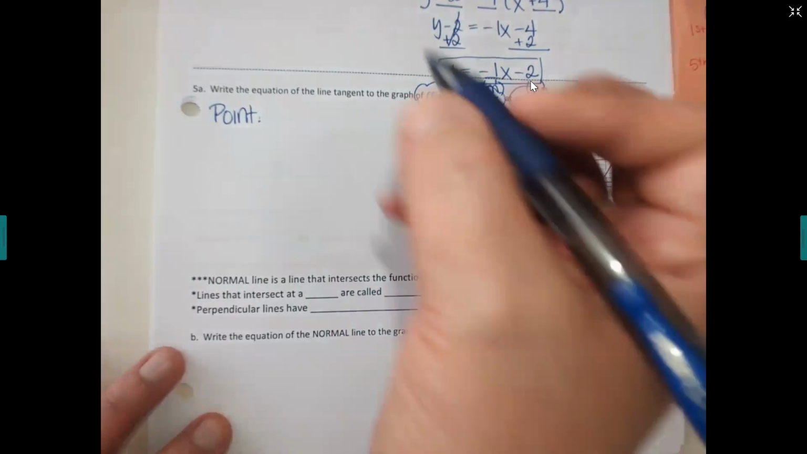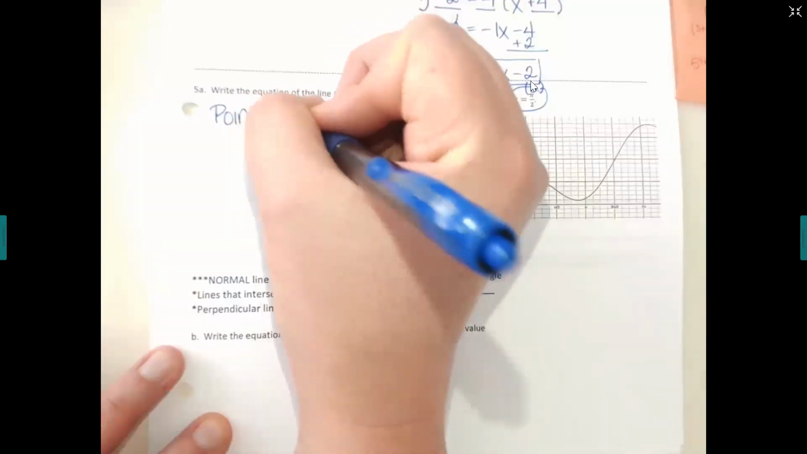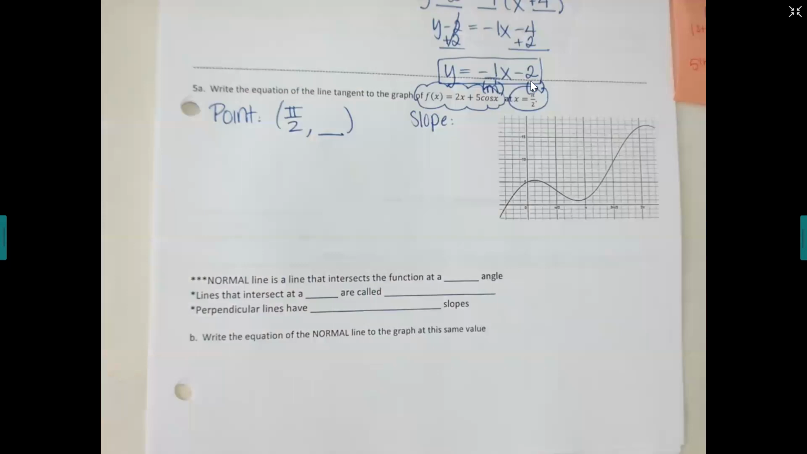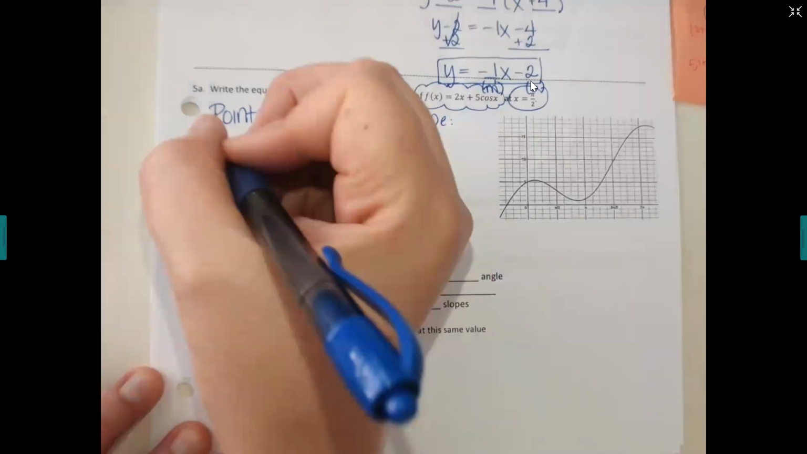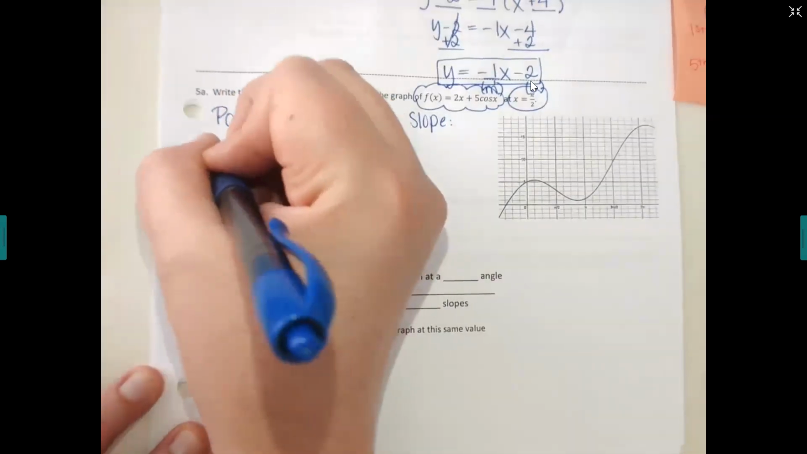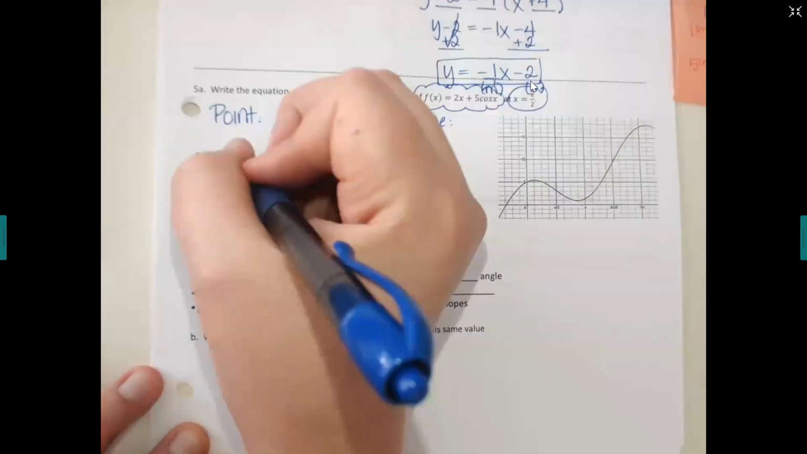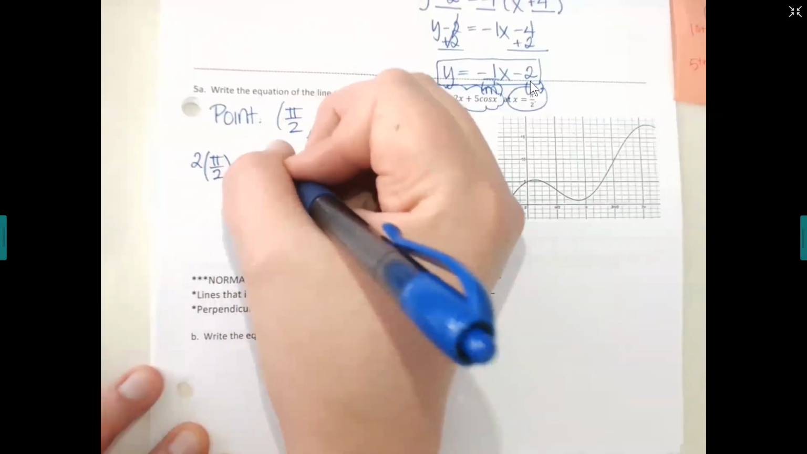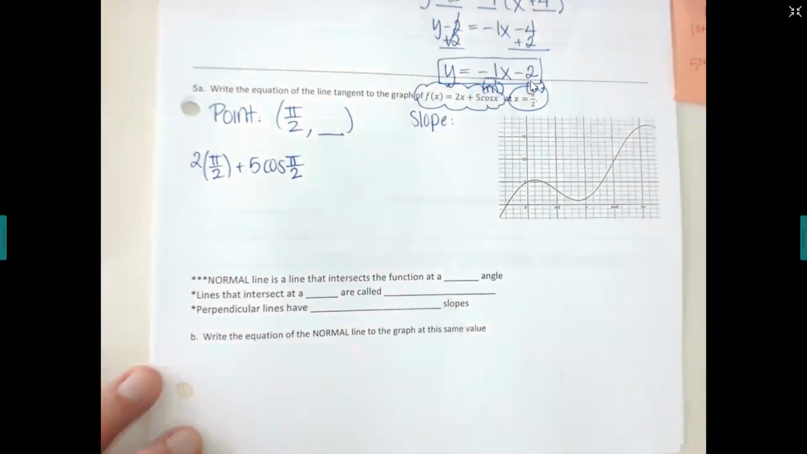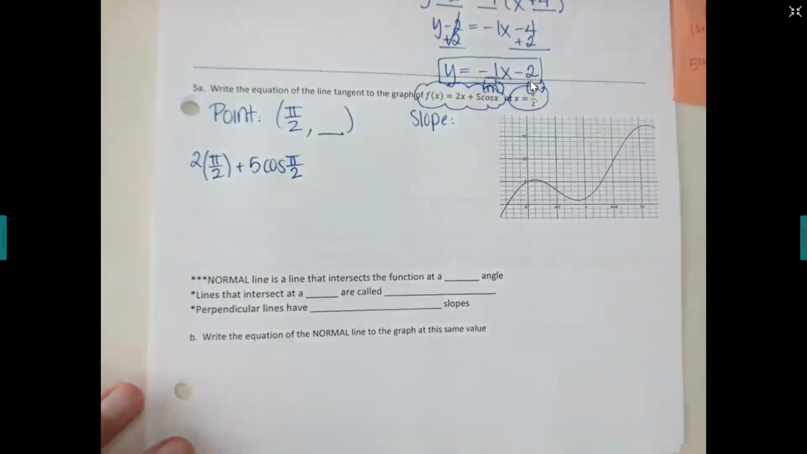And I know that for my point, my x needs to be pi halves. So it'll be pi halves, comma, something. Okay, I want to take that x and plug it in. Remember, for the point, you're using the original. For the slope, you're going to use the derivative. So I want 2 times pi halves plus 5 cosine pi halves. And I'm literally just taking that x and plugging it into the equation.